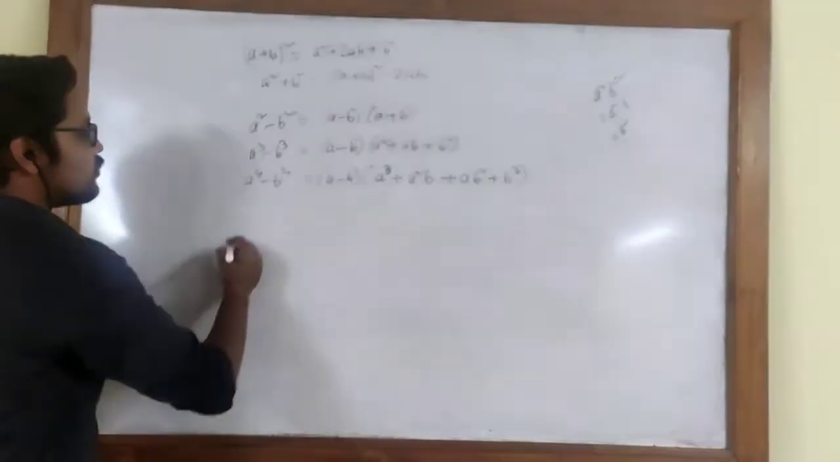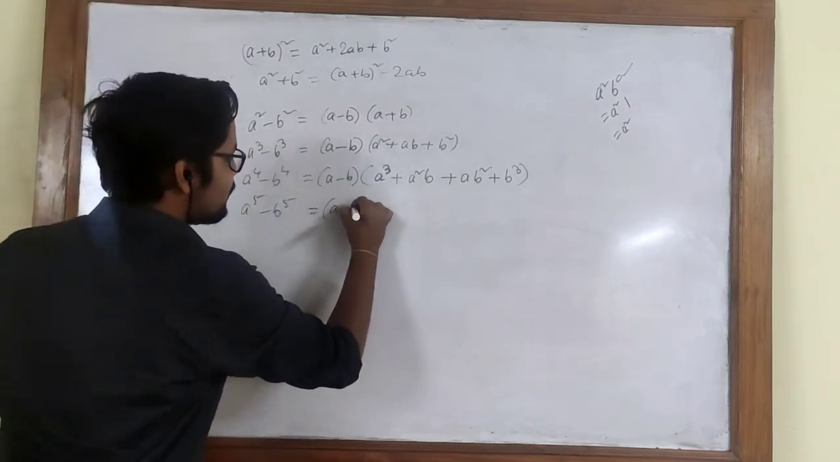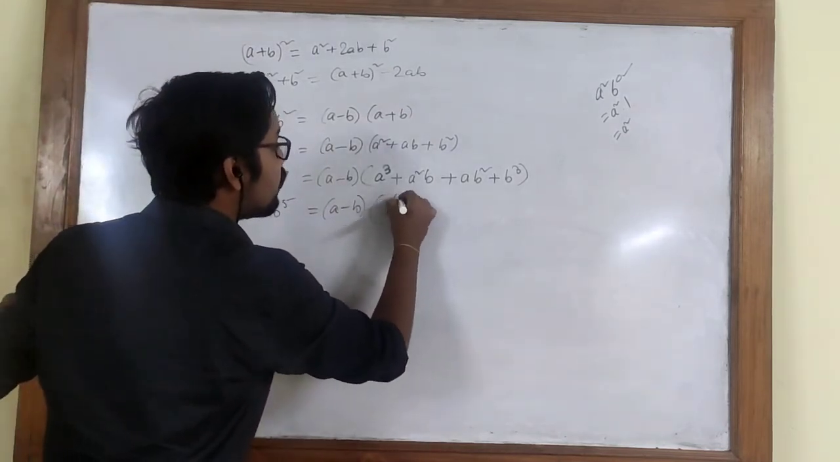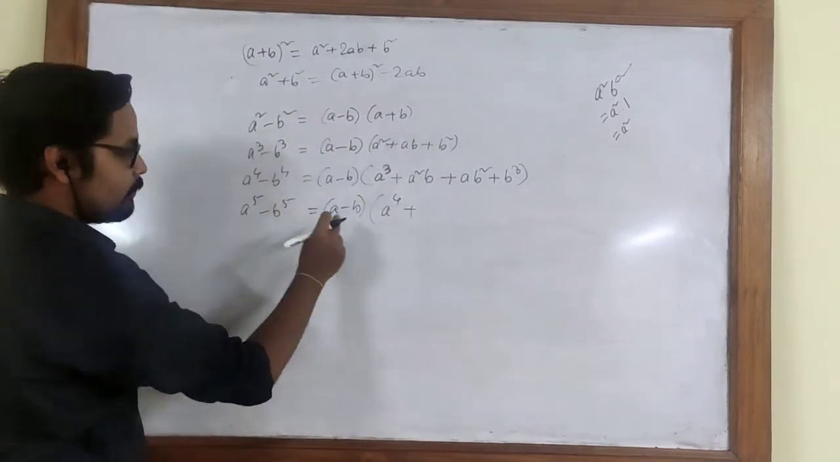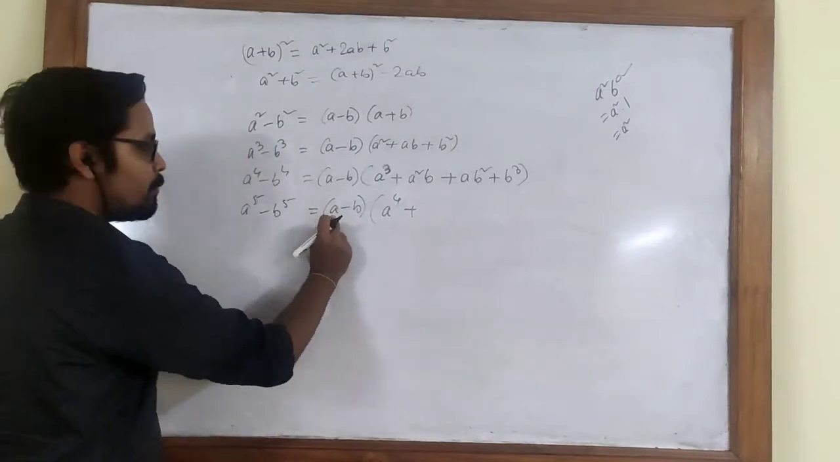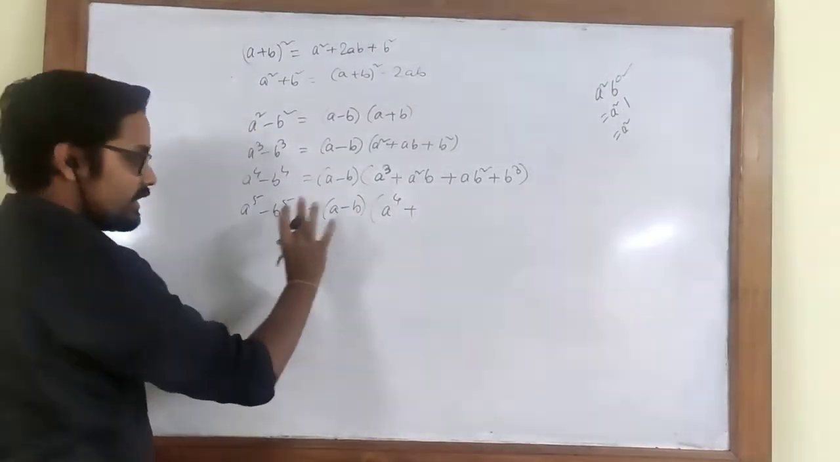Let's see if we can write the next one, that is a to the power 5 minus b to the power 5. It will be (a minus b). Next one will be a to the power 4. The highest power is 5, so it will start with 1 less because we already have 1 a. When we multiply a with a to the power 4, we will get a to the power 5. So that is the concept.